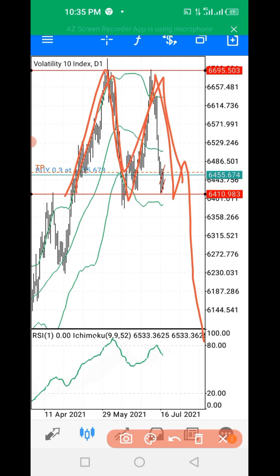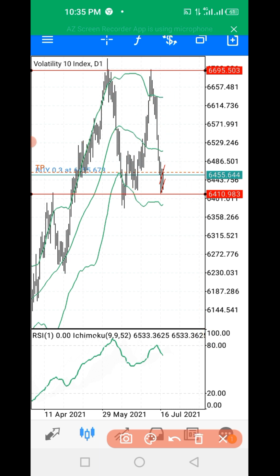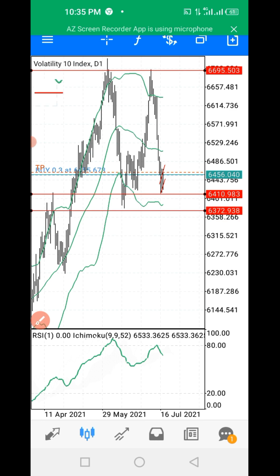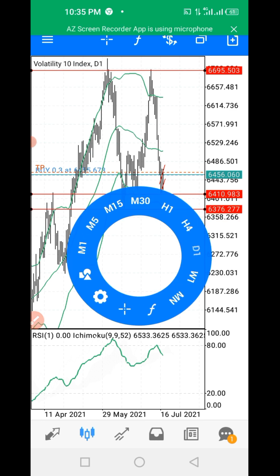But we have not validated the M for now, that it will break and start coming down, because it has not broken this place. So it must break this point here. Let me put here another line. It must break this point here, this second point.